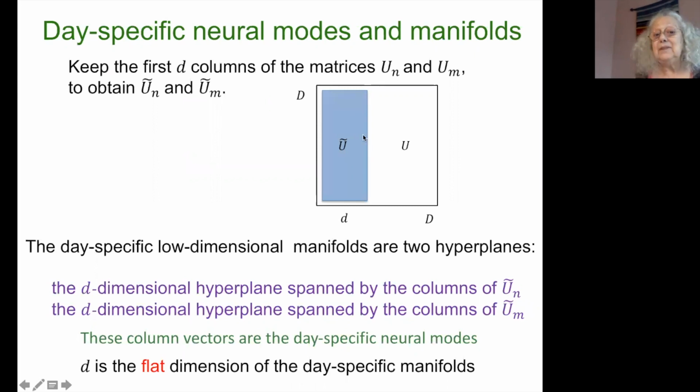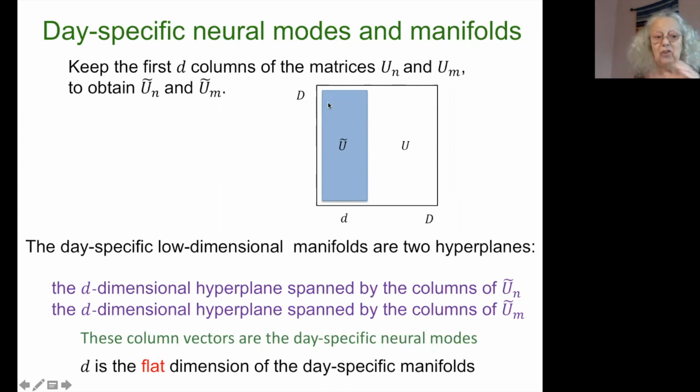So what we're going to do is simply a principal component analysis. Our matrix U is a D by D matrix, ordered according to the singular values of the singular value decomposition. We are going to keep the lowercase d leading ones, just a few columns like U1 and U2. These few columns will span a d-dimensional hyperplane on day n, and a different d-dimensional hyperplane on day m, because these matrices are different on day n and day m.